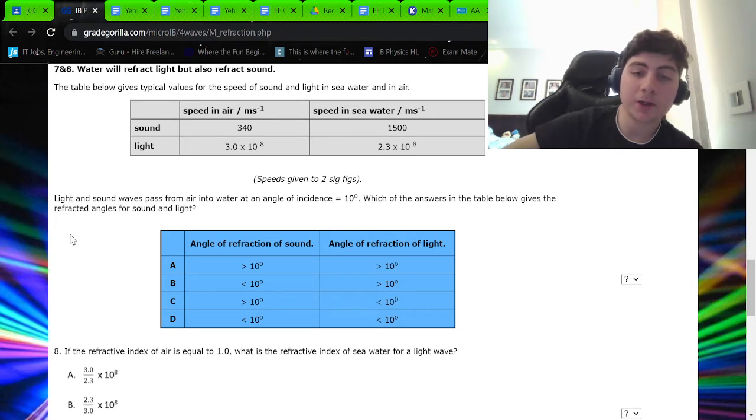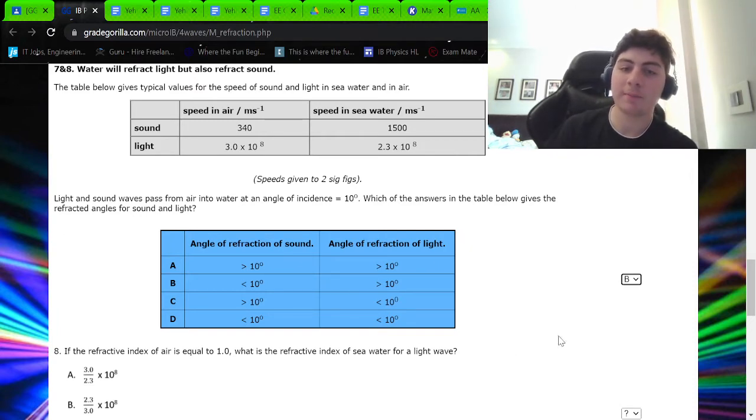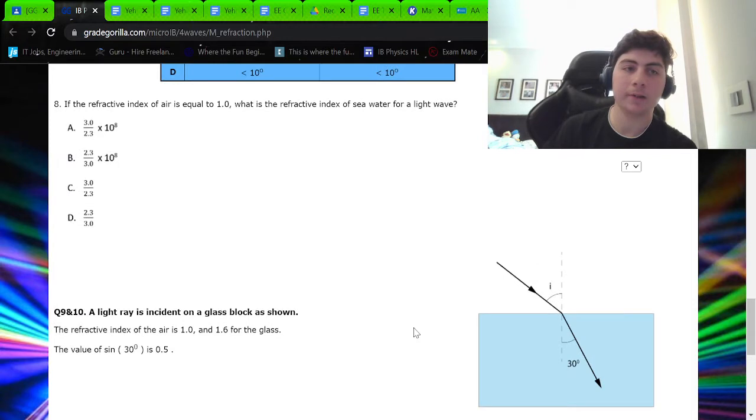So the angle of refraction is less than 10 degrees. It's got to be. But the sound is greater. Yes, so B. Or something like that. I don't know, I might be just full of crap.